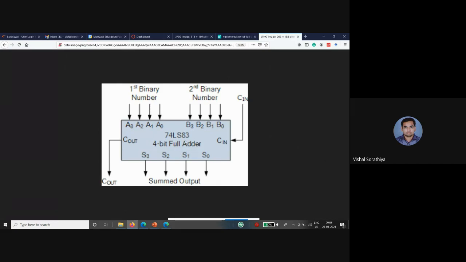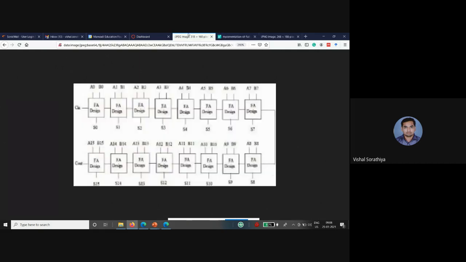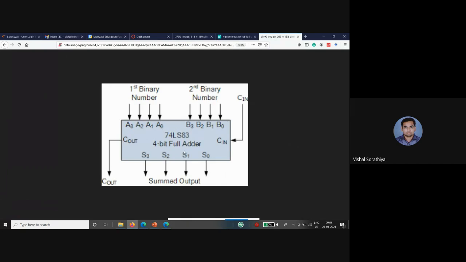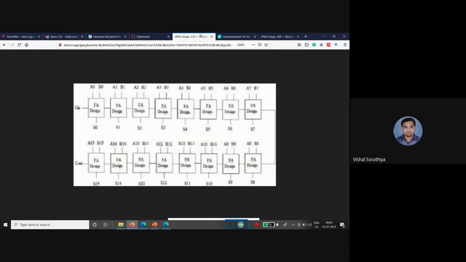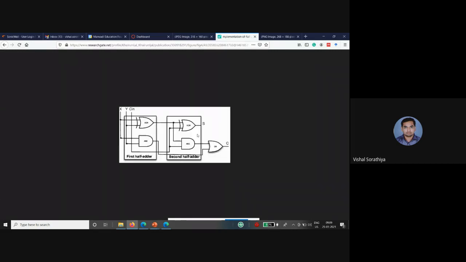Okay, and what you have written inside this diagram will be either this one or this one. So we can say whatever the 4-bit full adder is mentioned over here. How is the 4-bit full adder going to be made? A 4-bit full adder can be made by the arrangement of 4 full adders, like this one. And how is the full adder going to be made by half adders? It can be made by the internal circuit like this one.